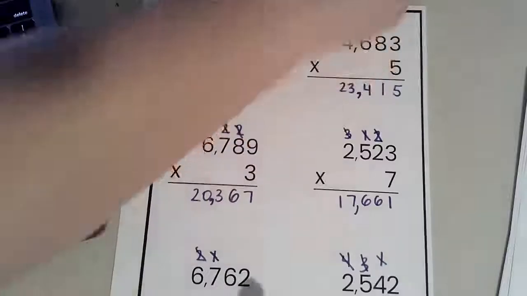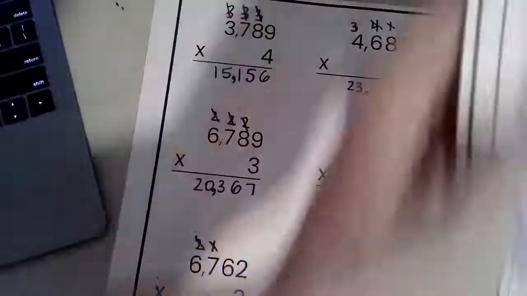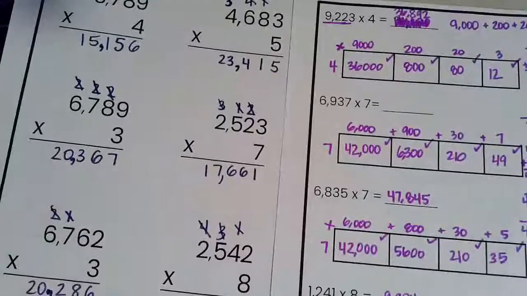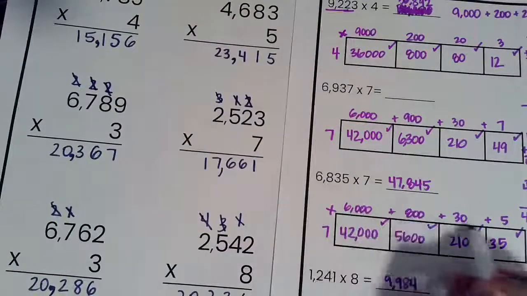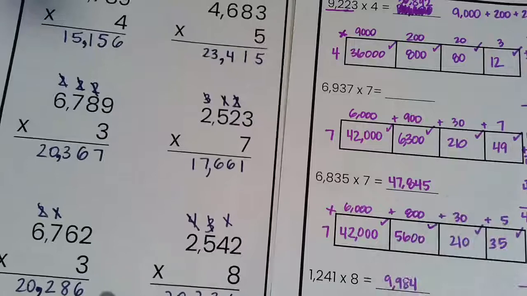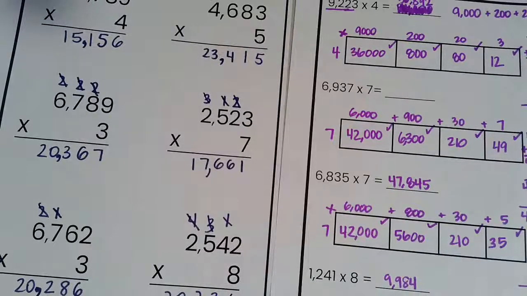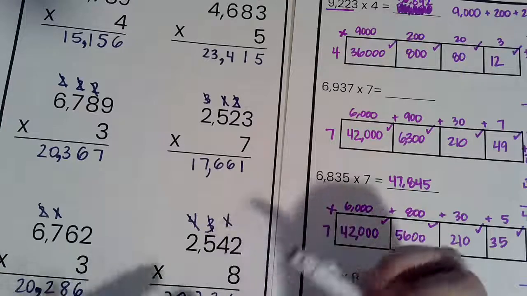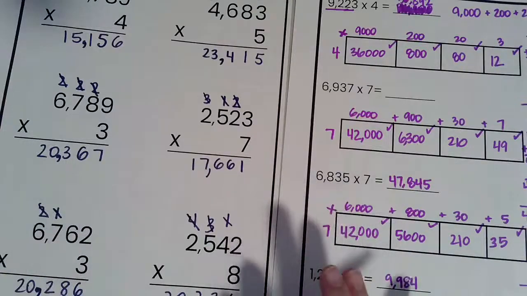So really, if you look at these two strategies, you're gonna see that both of them, you are breaking it down and you're multiplying by place value. So on this one, it was 1,000 times 8. It's happening just backwards. But in both of them, we're using our place value knowledge to multiply.